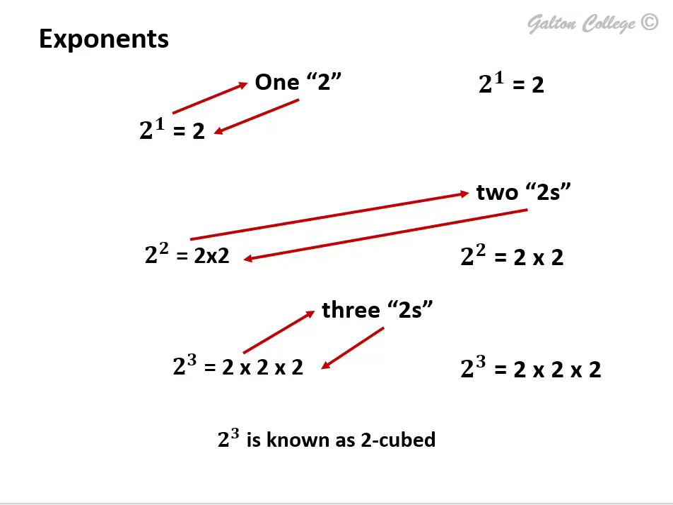So 2 to the power of 3 is known as 2 cubed. I already mentioned that. Now, 2 to the power of 1 times 2 to the power of 1 is equal to 2 squared, which is equal to 2 times 2, which is 2 squared. We just have 2 multiplied by 2, which is 2 to the power of 2. We've got 2 of them. So now we're getting an idea of how to multiply these things together.